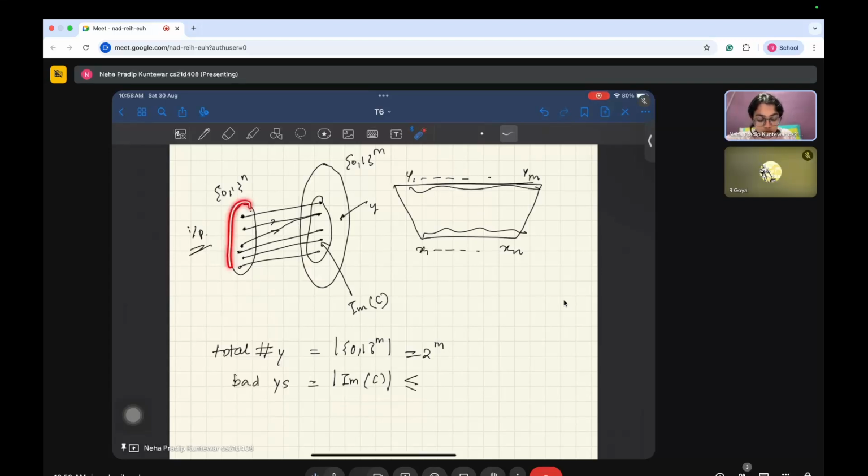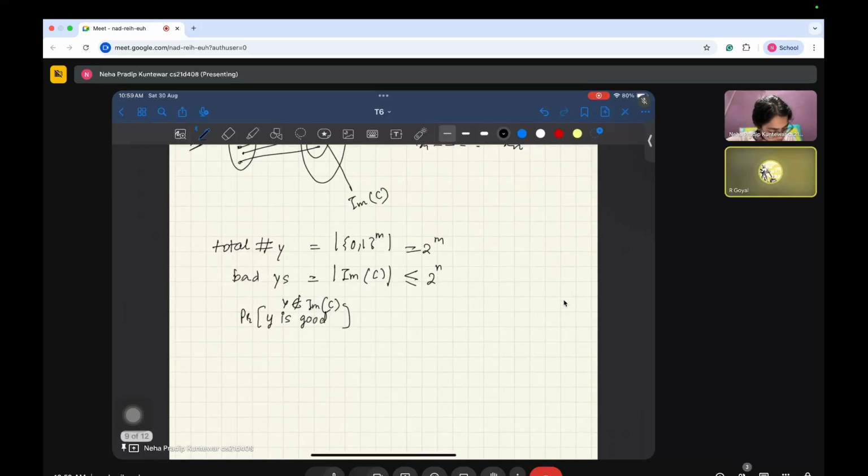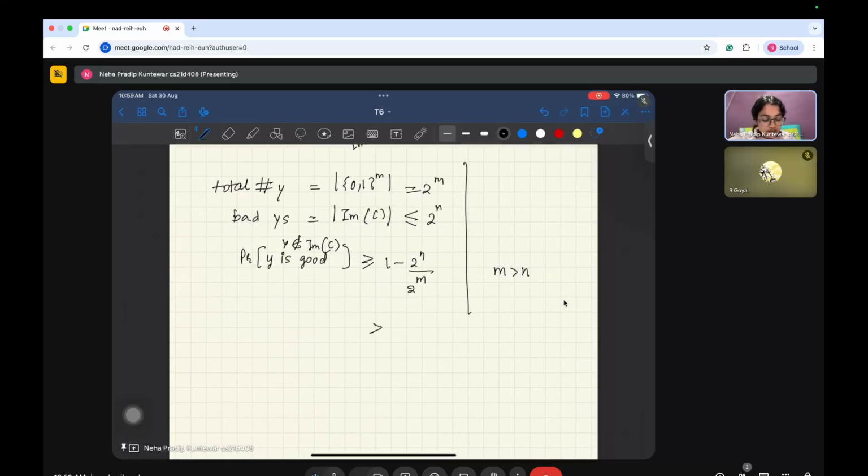Yes, in the worst case it could be the size of this left set, that would be n, 2 to the n. So what is the probability that y is good? That is, y is not raised, good. So y is good means, bad is 1 minus 2 raised to the power n divided by 2 raised to the power m. And we know that if m is greater than n, then this probability is at least half.